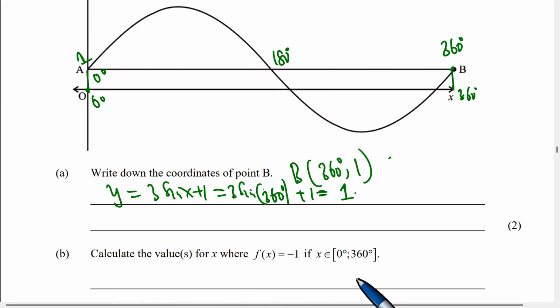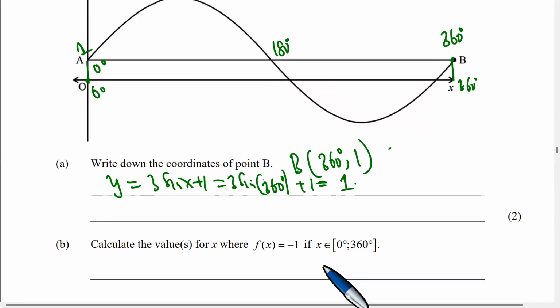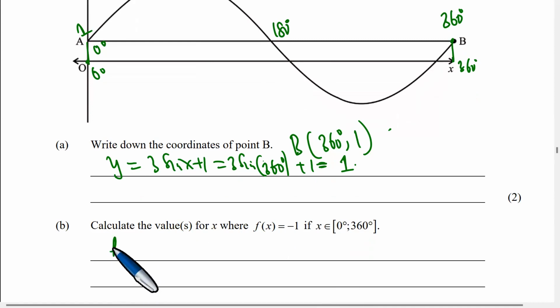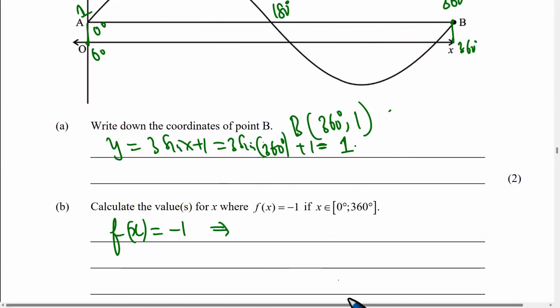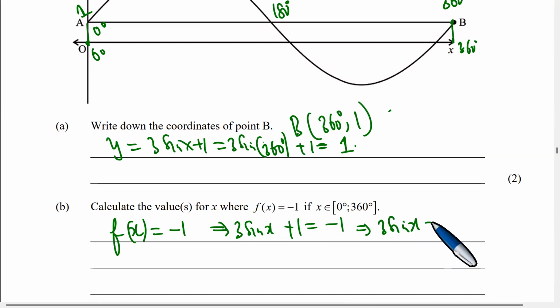Calculate the values for x where y is negative 1. That would be at a point where f of x is minus 1. What is f of x? f of x is 3 sine x plus 1, which is minus 1. So this is 3 sine x equals minus 2, which means the sine of x is minus 2/3.